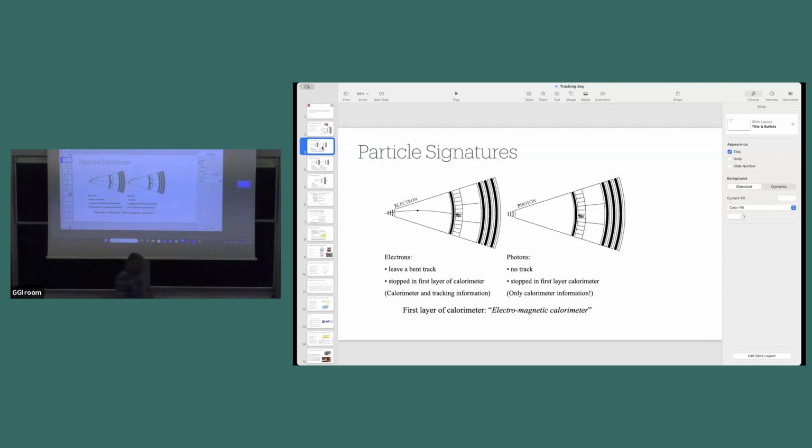But if we look at the type of signatures that we expect, for an electron, because it has charge, if we put some type of material which we can track, as the particle goes through the magnetic field, we expect it to bend in the inner detector. And then as we discussed earlier, because of the containment of the shower, it will stop in the first layer of the calorimeter. A photon is similar in its interaction in the calorimeter, but because it doesn't have charge, we won't see a track in the inner detector.